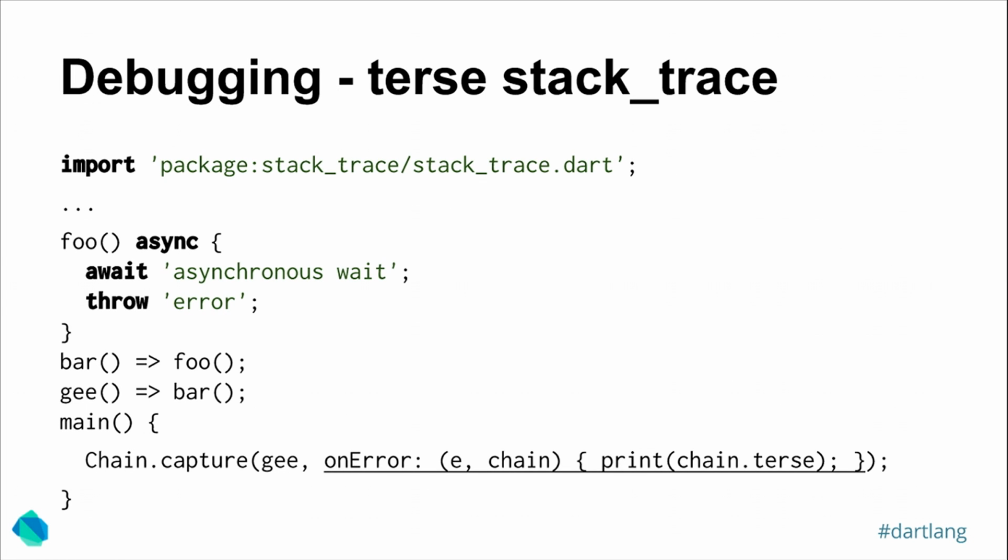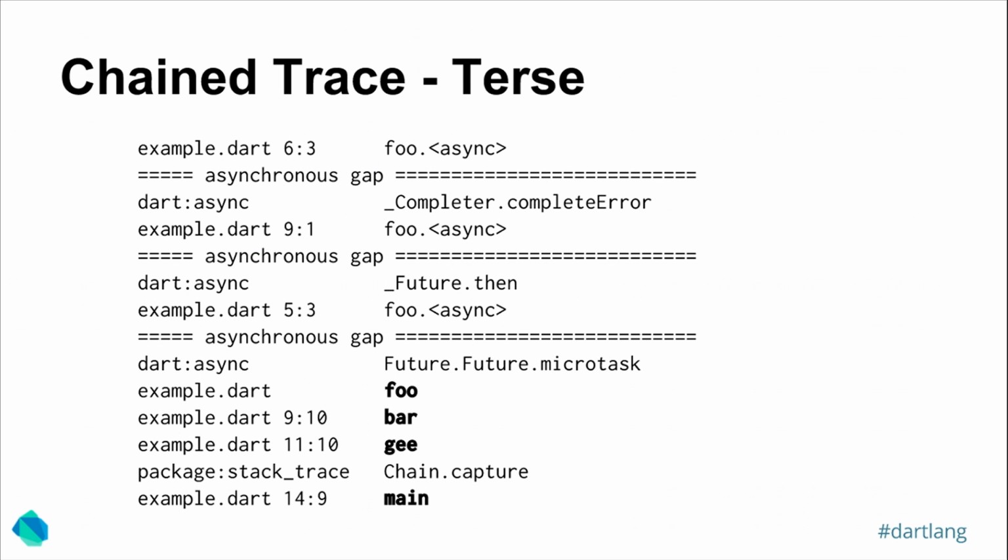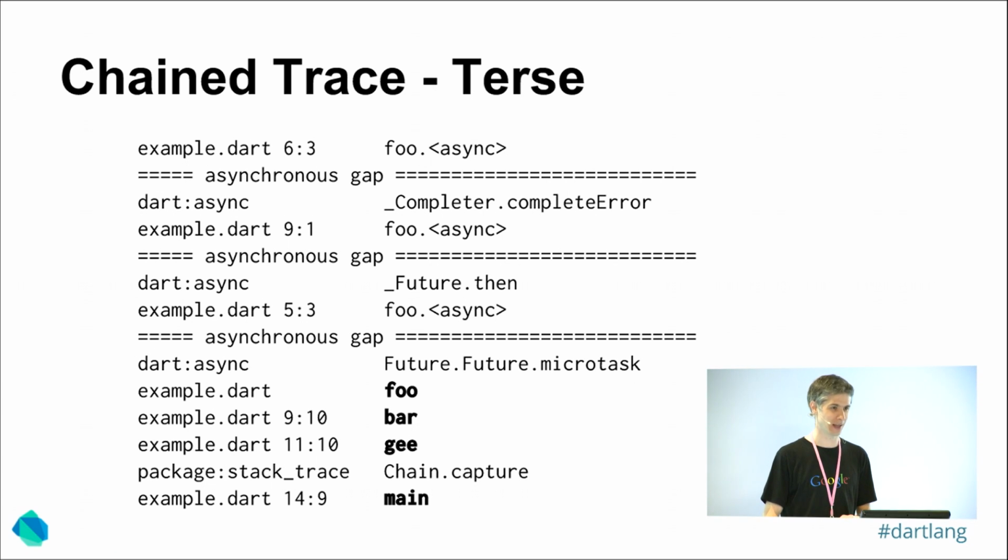What we need to do now is have an on error, take the chain, and get the terse version of it. It's already in the stack trace package, we just need to use it. And if we do that, we get what we want. I have bolded the things that I care about, so that's not part of the stack trace package. But we now have a main, we have the G, we have the bar, we have the foo. We see that there are asynchronous gaps to get there. We really have an idea of how we actually got there. This is what we want, and what we need for debugging. So what I recommend is, if you have asynchronous programs and you want to debug them, try the asynchronous stack trace package and see if it helps you.